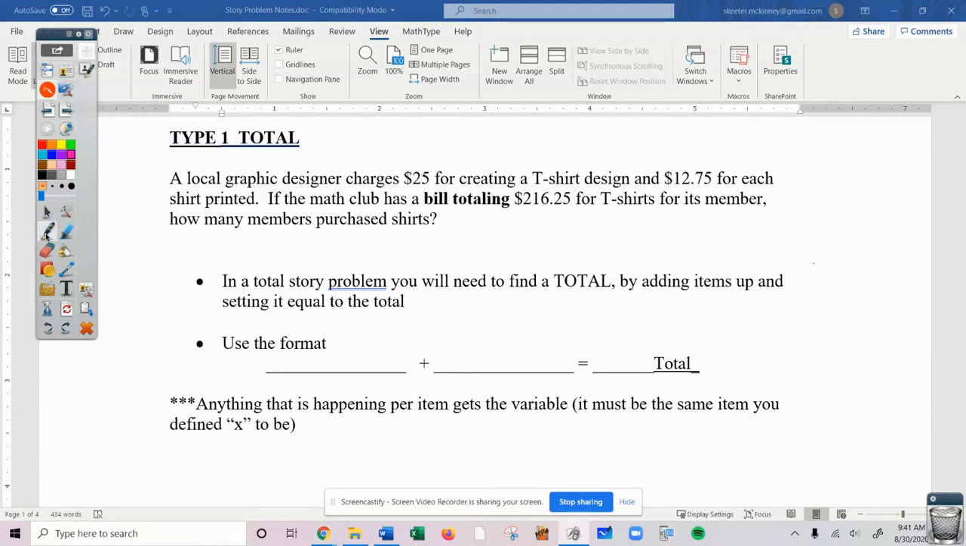Hey class, let's talk story problems. I'm sure you're all thrilled about that. However, there are some story problems and some things I want to point out that are just sort of rules and patterns we see in story problems.